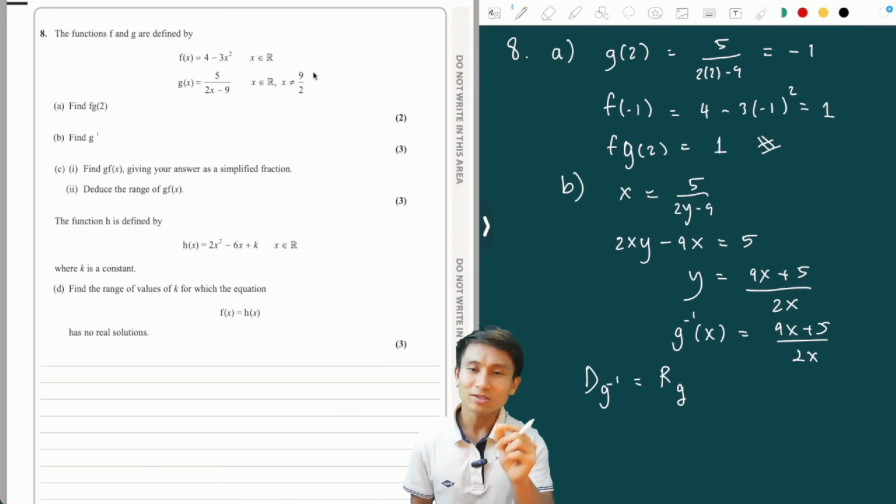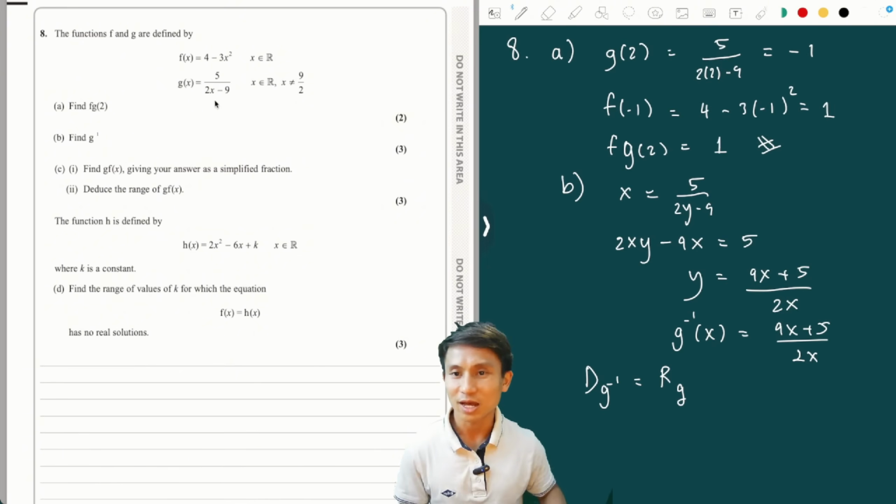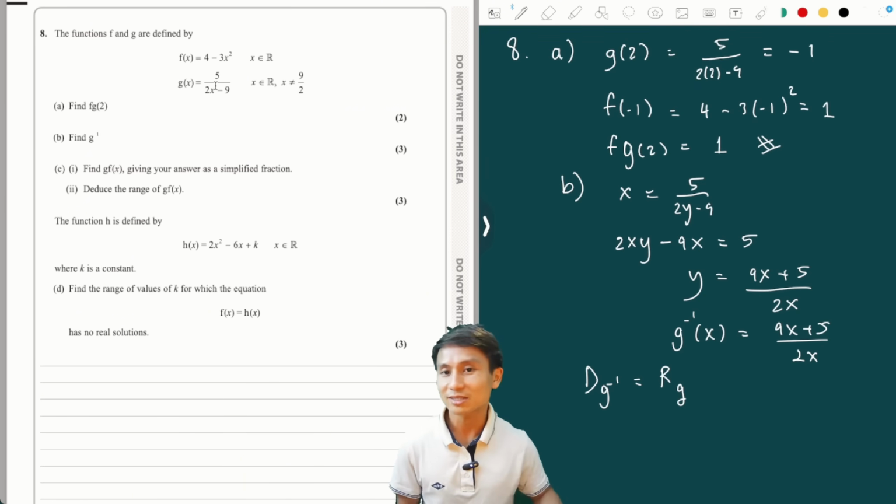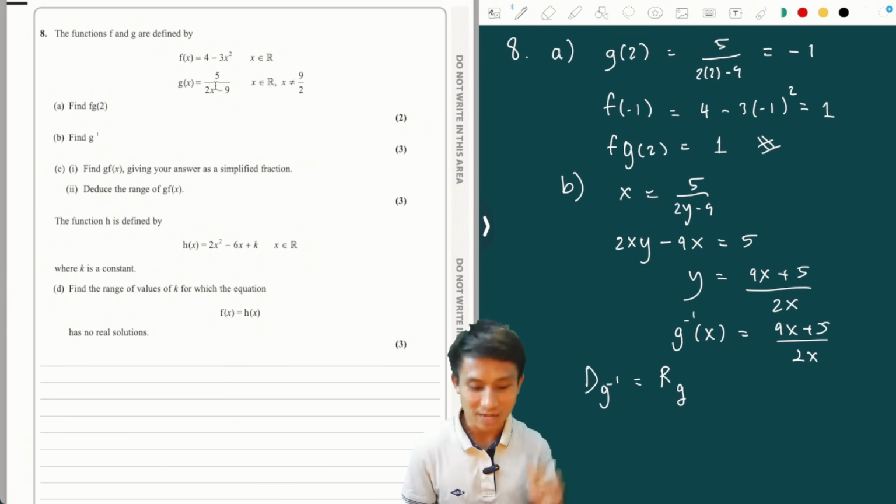But its domain just can't be 9 over 2, and that is purely because you can't sub 9 over 2 into the denominator here, because otherwise it would go to 0, right? And we can't have division by 0 there. So that means there is no limitation from the domain this time. That means the range of Gx is only limited by its nature.